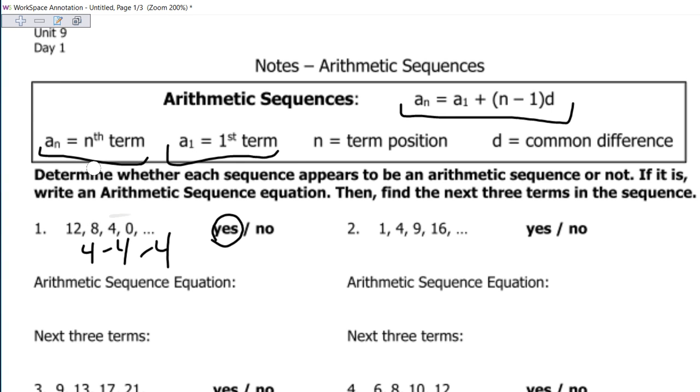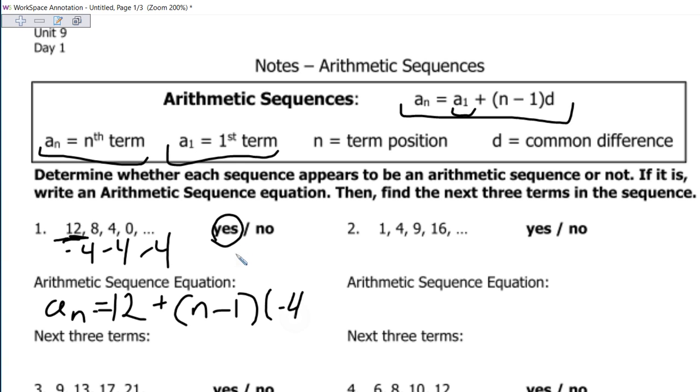So we've got a sub n. That's going to stay that way. Now it asks for a sub 1. A sub 1 is going to be the first number in the sequence, which is 12 in this case. Plus n, and n can be any term; it's asking about the term number. Then minus 1, and then times the difference. The common difference is just how much you're jumping by each time. So in this case, it's negative 4.